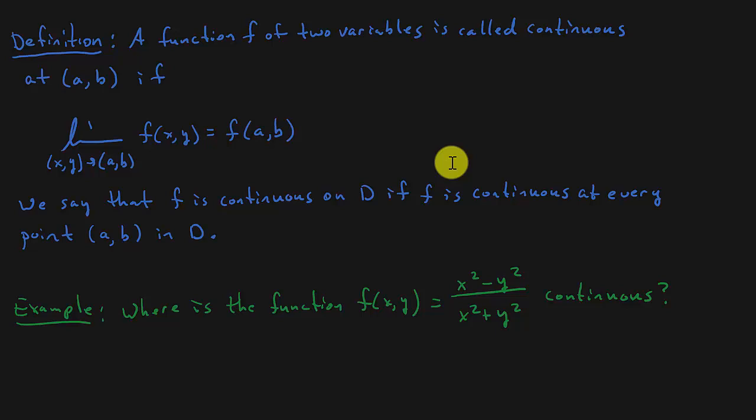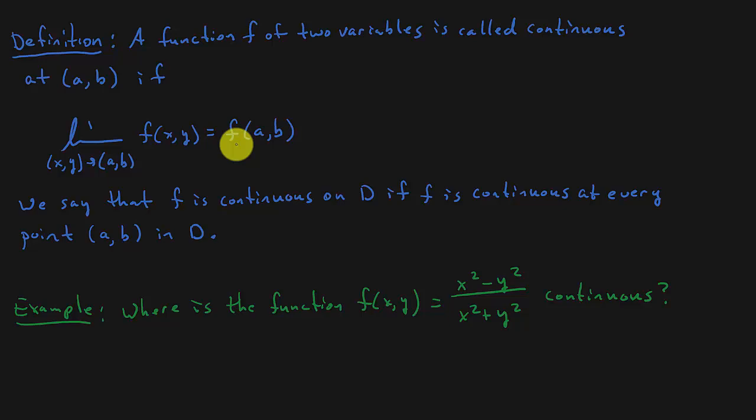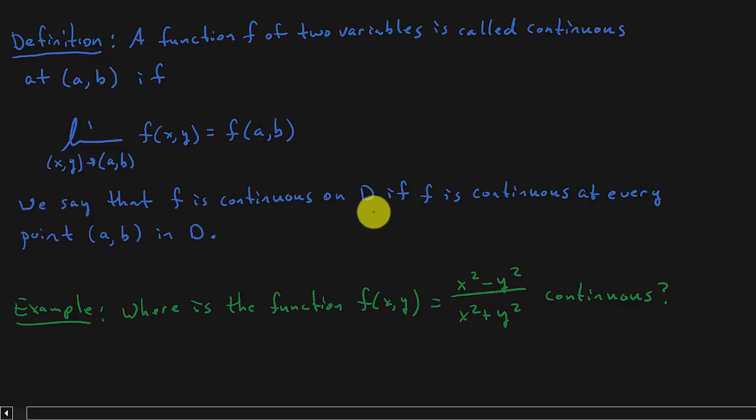Or let's look at the next thing, continuity. All right, so definition. A function f of 2 variables is called continuous at (a, b) if the limit of f(x, y) as (x, y) goes to (a, b) is equal to f(a, b). So the limit of the function as (x, y) approaches (a, b) has to equal the function evaluated at that point. And then we say that f is continuous on D if f is continuous at every point (a, b) on D.